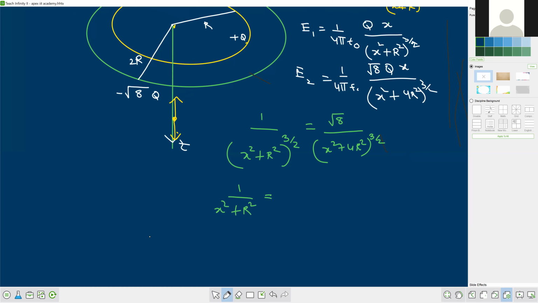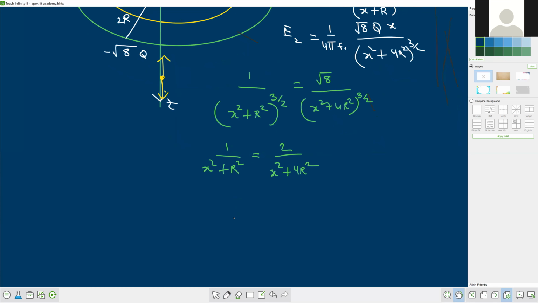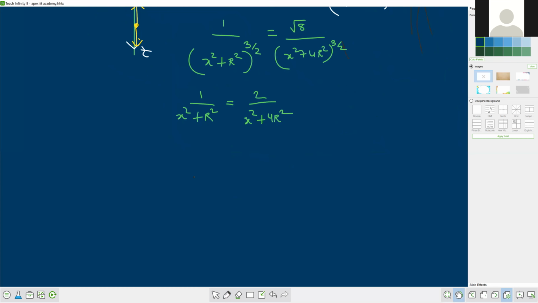In the same way, for root 8 whole power 2 by 3, in the sense root 8 whole square and power 1 by 3. Root 8 whole square is 8. Power 1 by 3 is 2. So root 8 whole power 2 by 3 will become 2 only. By this, it will also become x square plus 4r square. By taking cross multiplication here, you will get x square plus 4r square equal to 2x square plus 2r square.